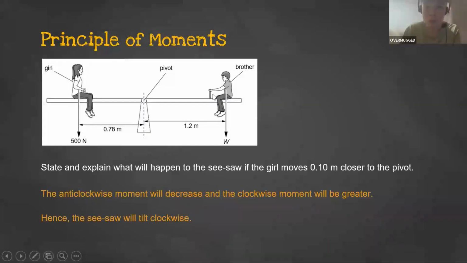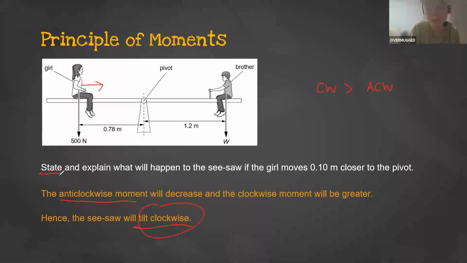Another common exam question: state and explain what will happen to the seesaw if the girl moves 0.10 meter closer to the pivot. If she moves closer to the pivot, the anti-clockwise moment generated will decrease, and the clockwise moment will be greater. So clockwise moment is greater than anti-clockwise moment. Therefore the seesaw will turn clockwise. So they need to see this.